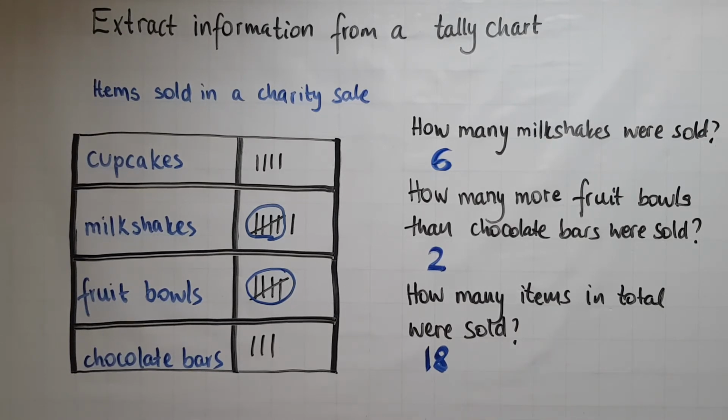You could add them in other ways as well, and it doesn't matter as long as you get this result, because different methods are absolutely fine. So this is how to extract information from a tally chart.